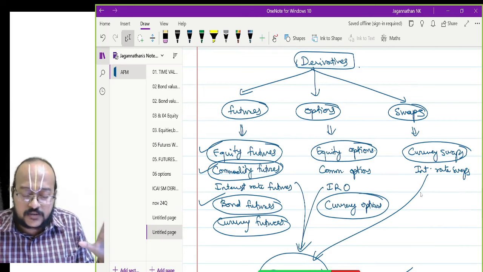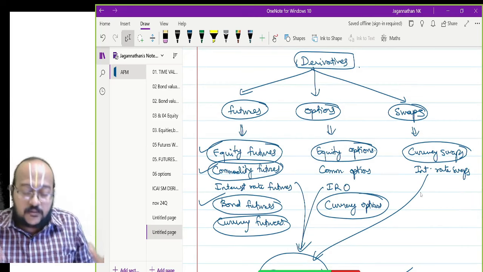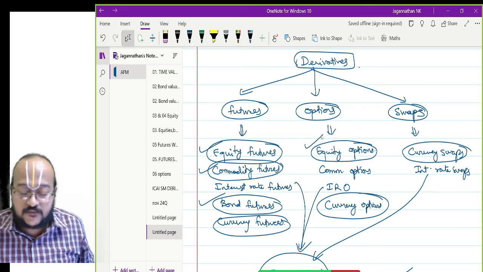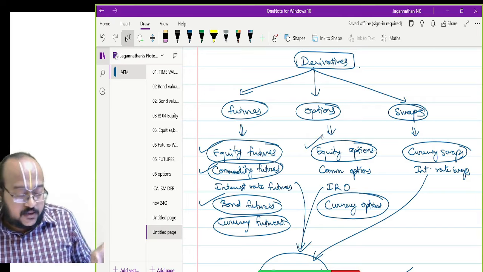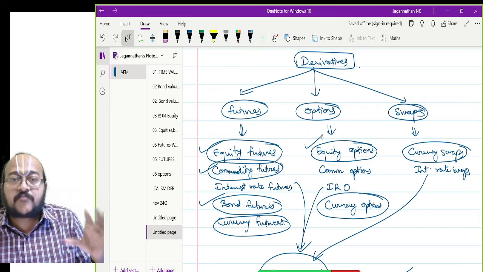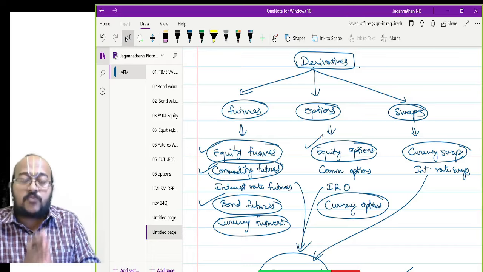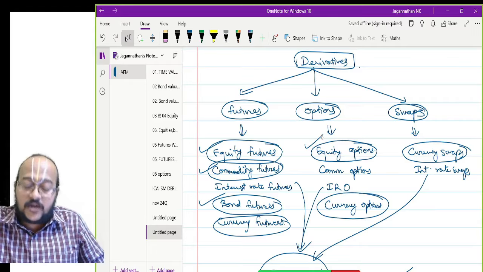So now what we are studying, I am trying to make you understand. We are only discussing equity options. We just now studied commodity futures and equity futures mainly, correct? Like that, in the options chapter, we are only going to discuss equity options.